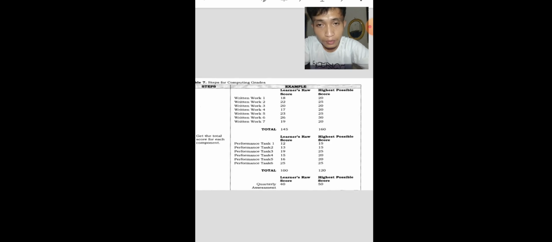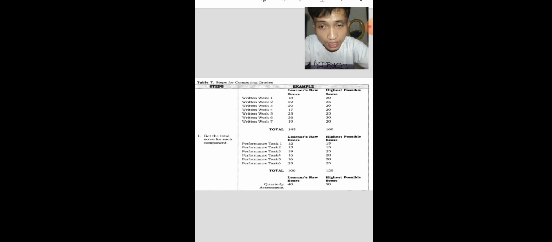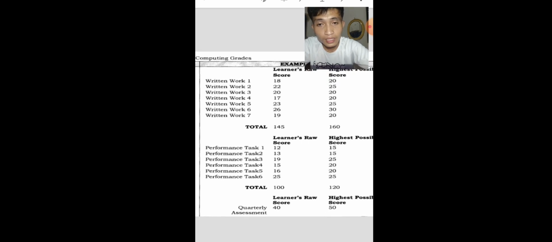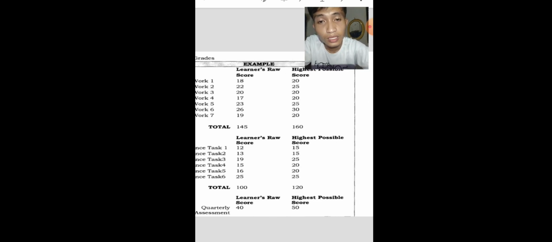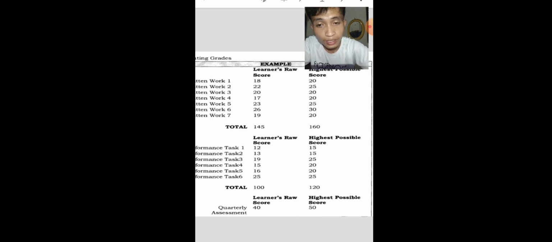Okay, here's some example. So written work 1, 2, 3, 4, 5, 6, 7. So the total of 145. Then ang highest possible score niya is 160. Then learners raw scores. Then the performance task. So performance task 1, 2, 3, 4, 5, 6, a total of 100%. Then the highest possible score is 120. Same as the quarterly assessment, 40. Then the highest possible is 50.